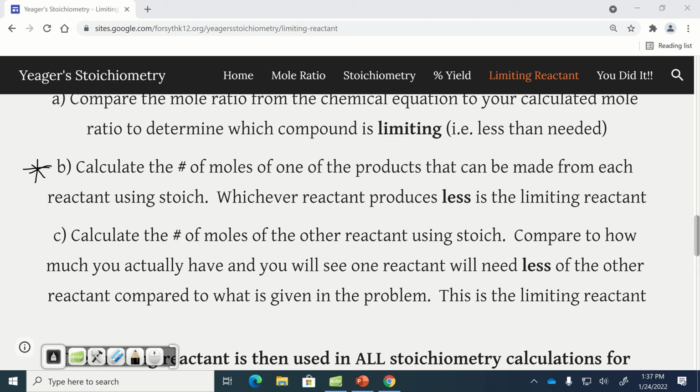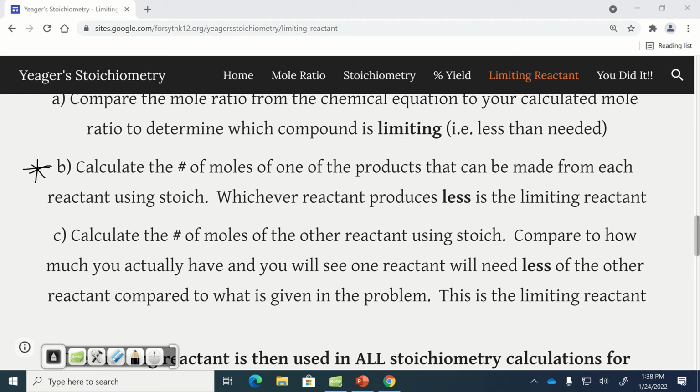And that's why it's technically a little slower than A, comparing the ratios. But B is probably your safest bet, okay? In terms of going, okay, I just don't see the ratio, don't bother with that. Just solve for moles of water, use each one, do that one extra step using the mole ratio, and whichever one produces less is the limiting reactant.